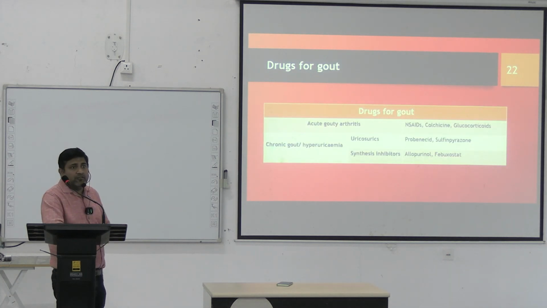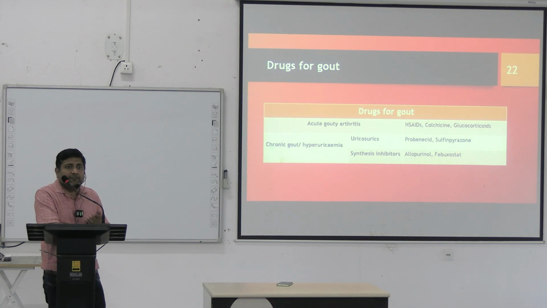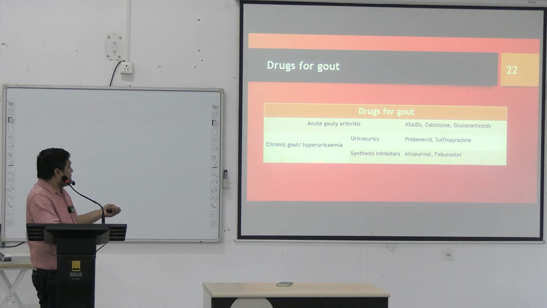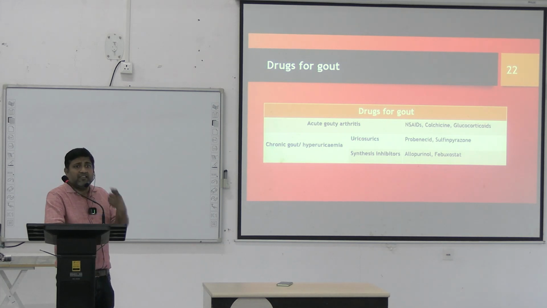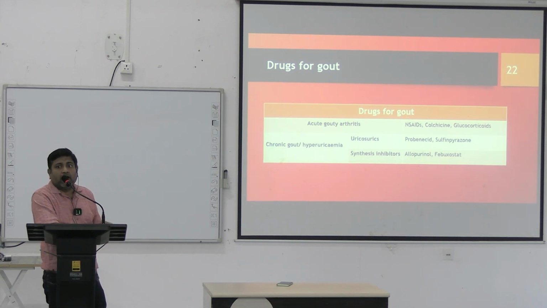Now, what are the drugs used for gout? For acute gouty arthritis, these include NSAIDs, non-steroidal anti-inflammatory drugs, colchicine, which is specific for gouty arthritis, and glucocorticoids. For chronic gout or hyperuricemia, uricosuric drugs can be used, which increase the excretion of uric acid in urine, like probenecid, sulfinpyrazone. Uric acid synthesis inhibitors can be used like allopurinol, febuxostat. So these are the drugs used in gout patients.